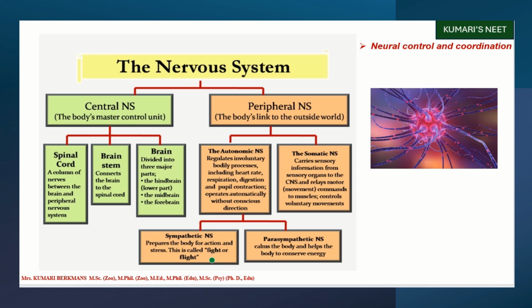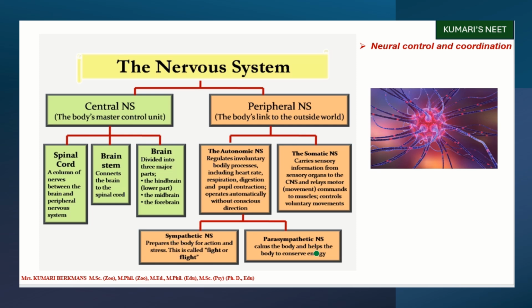See, for example, if any animal is chasing you, you immediately run from that place, isn't it? It is called flight. If it is a smaller animal, say a dog or cat, that chases you, you fight against the dog or cat, isn't it? So it is under the control of which system? It is the sympathetic nervous system.